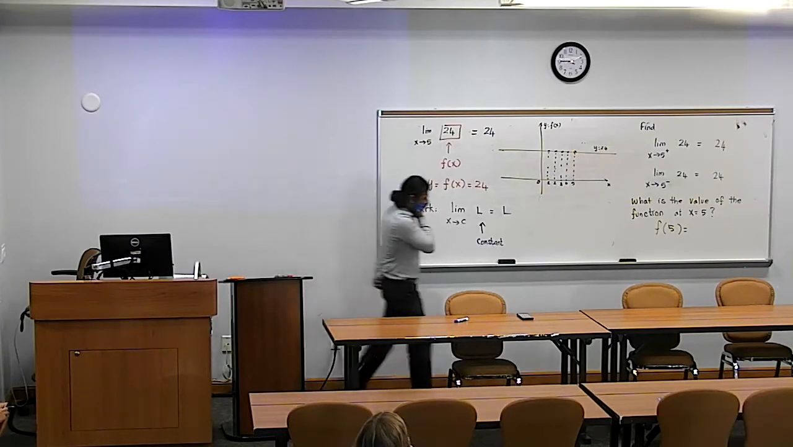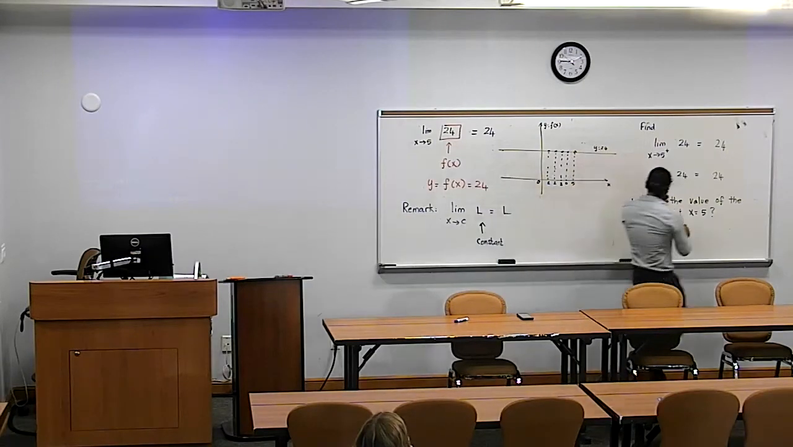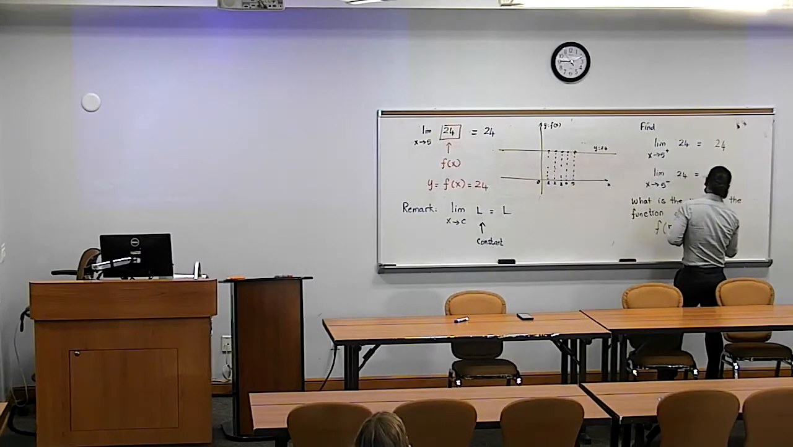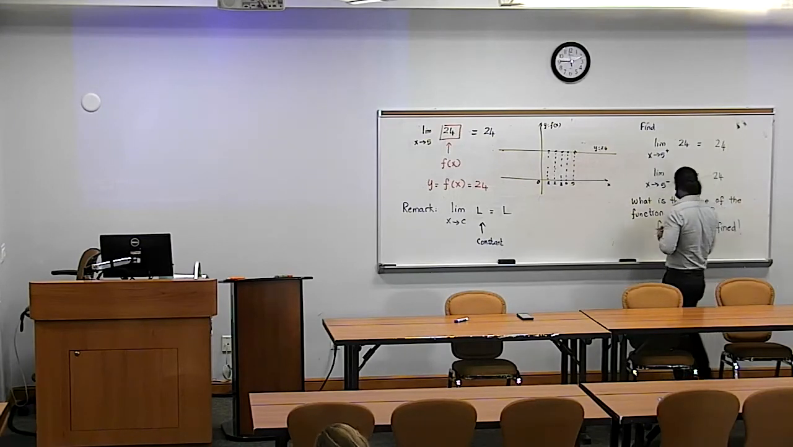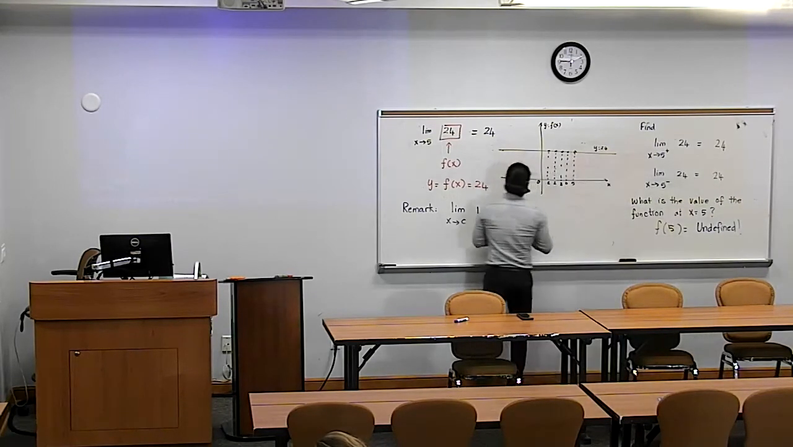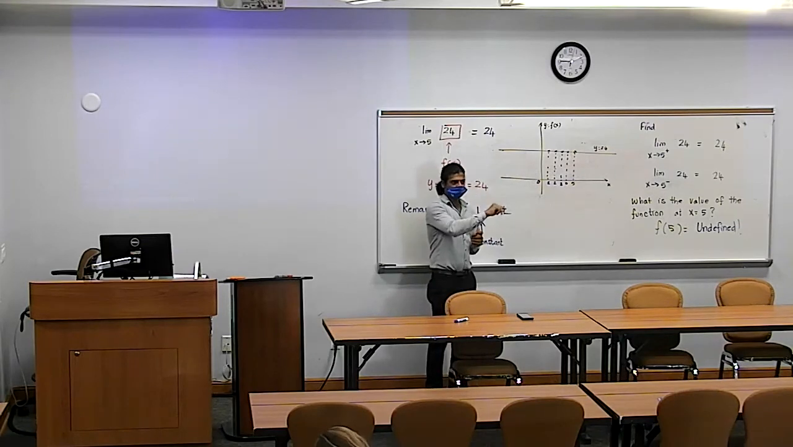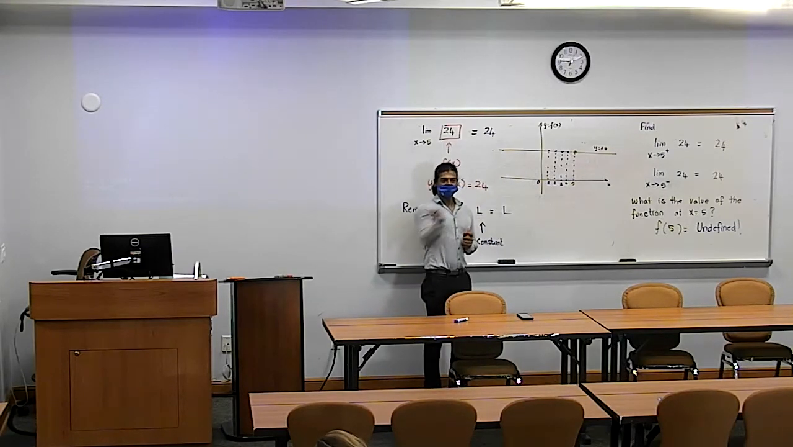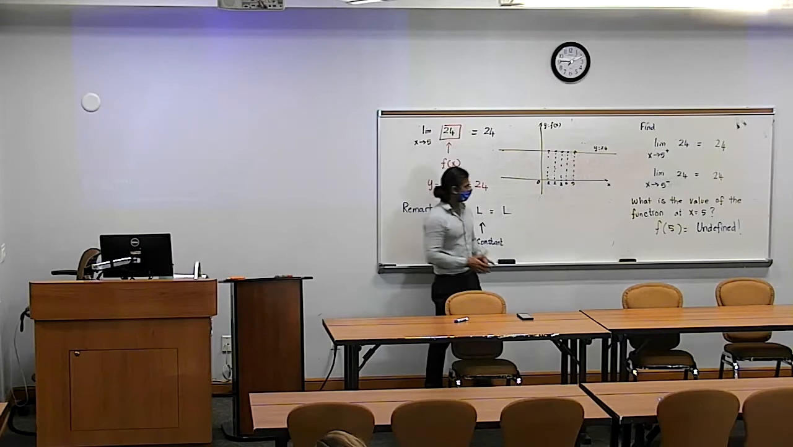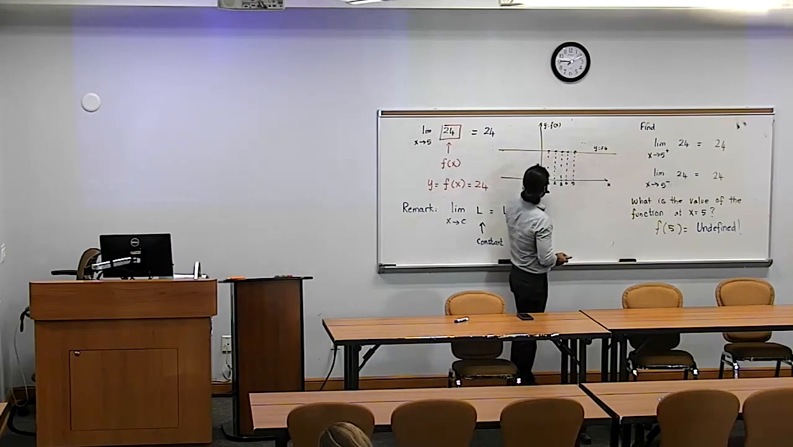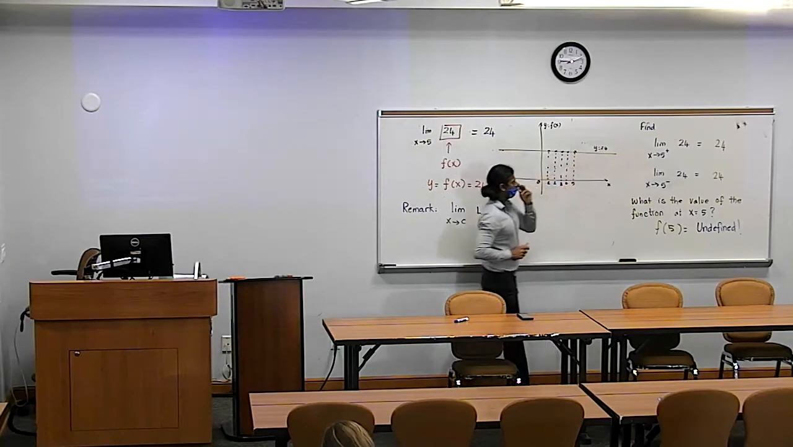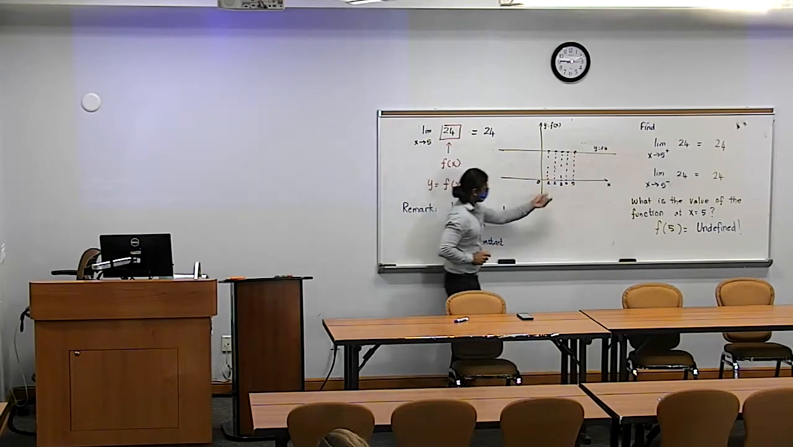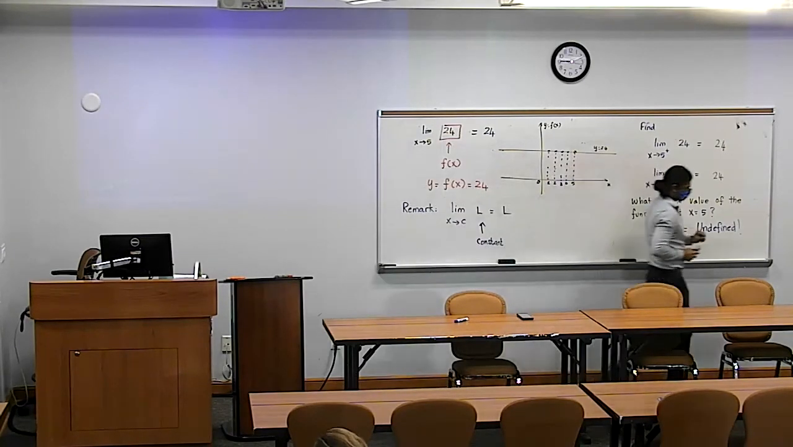There is no value at 5. It is undefined. Right? Remember the concept of open dot and closed dot? Including, not including. So the value 24 is defined for all of those, but it is not defined at x is equal to 5.